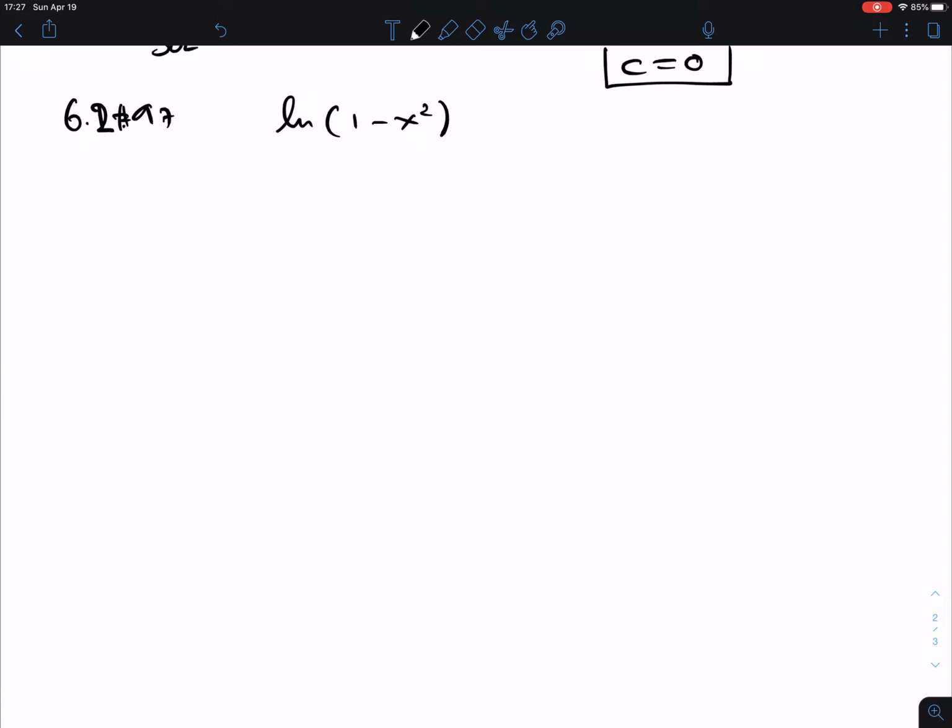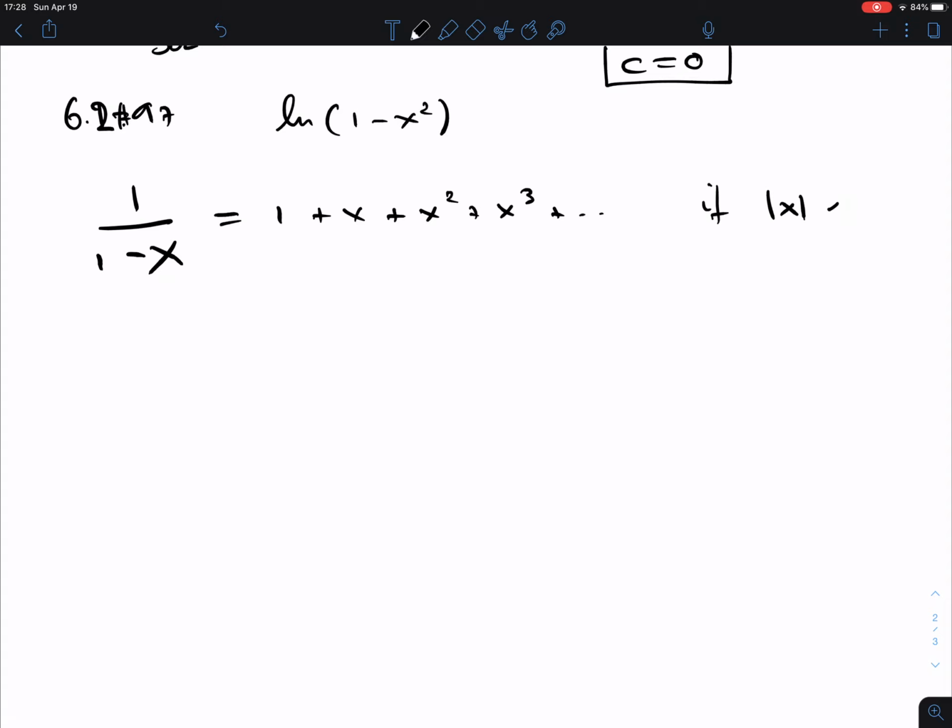Well, we only really have this one that we discussed in the previous video. We have 1 plus x plus x squared plus x cubed. That was the geometric series, and that was if the absolute value of x is less than 1, which means that the radius of convergence was 1. Okay.